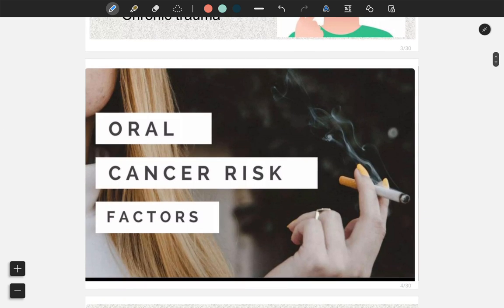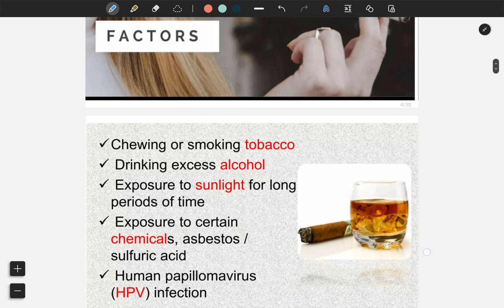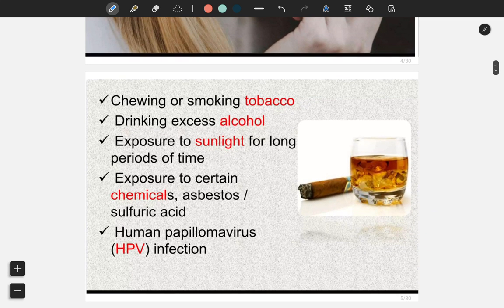Now, what are the different risk factors for oral cancer? These are the different risk factors: chewing or smoking tobacco, drinking excess alcohol, exposure to sunlight for long periods of time, exposure to certain chemicals like sulfuric acid, and different substances in habits like tobacco and alcohol. Human papilloma virus, commonly called HPV infection.